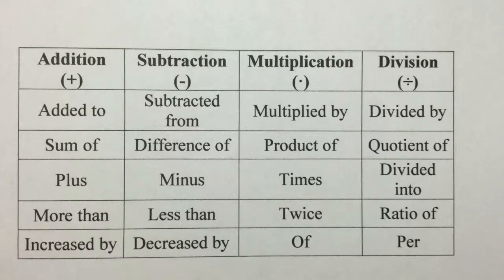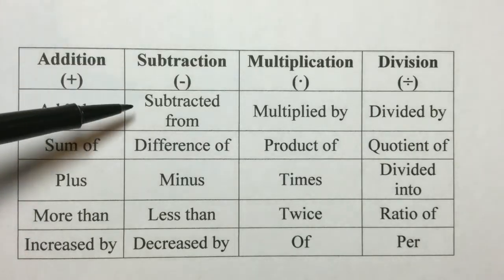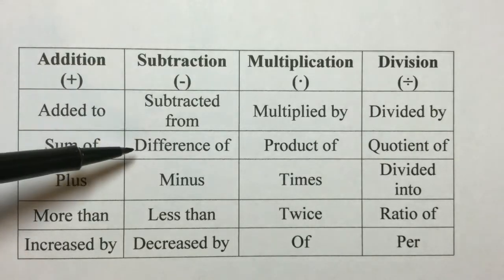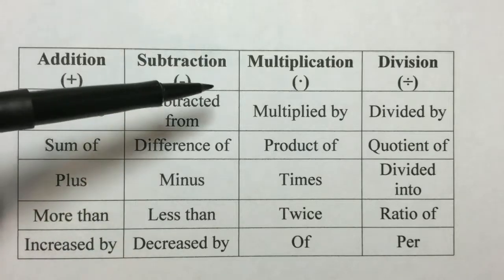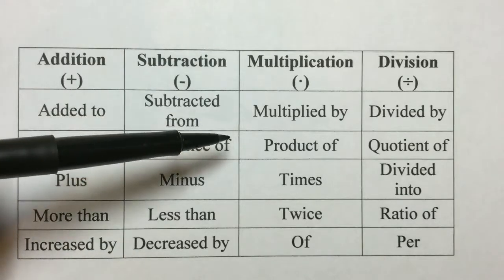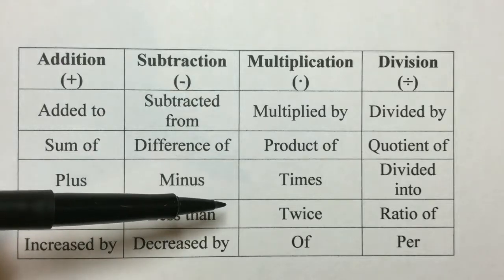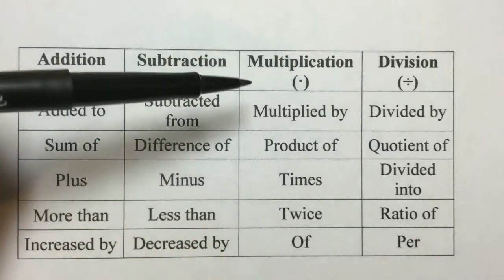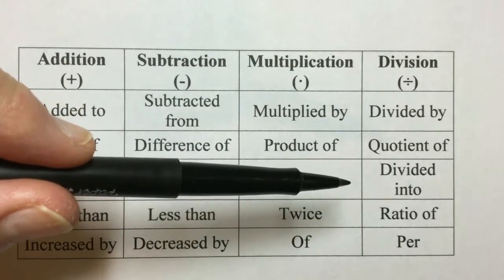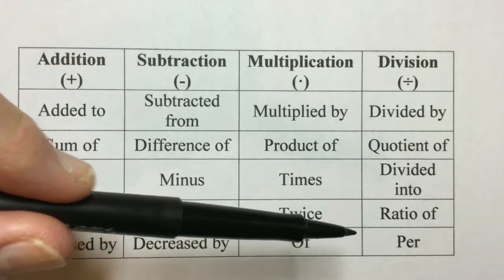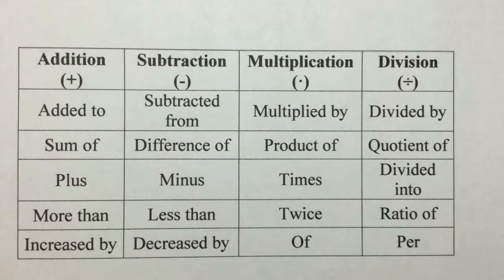If you see under addition, we have added to, sum of, plus, more than, increased by. Under subtraction, if you see the terms subtracted from, difference of, minus, less than, decreased by, the implied mathematical operation is subtraction. For multiplication, multiplied by, product of, times, twice of. For division, we have divided by, quotient, which is the result of a division problem, divided into, ratio of, and per. All of these indicate division.